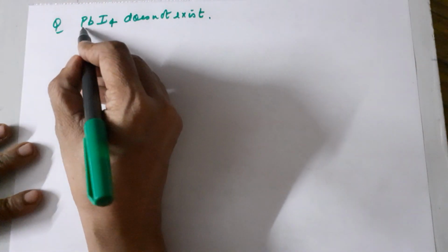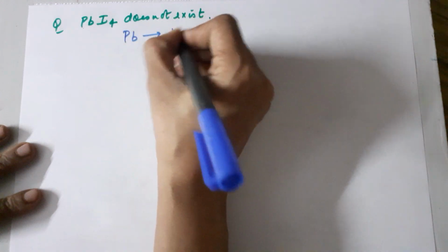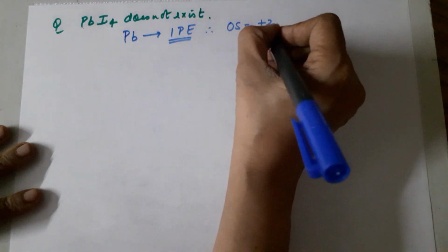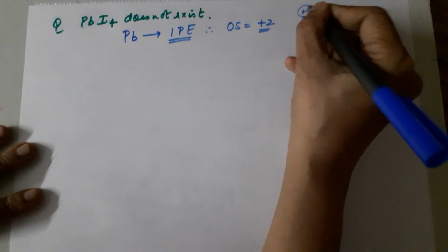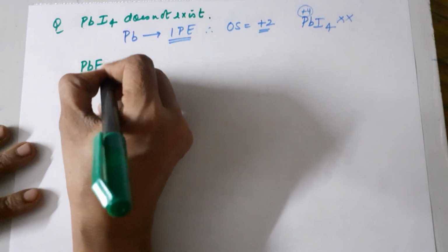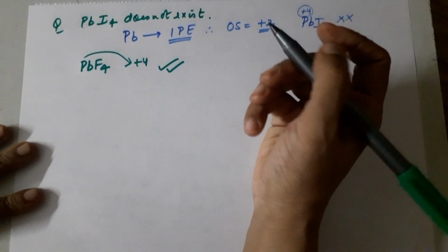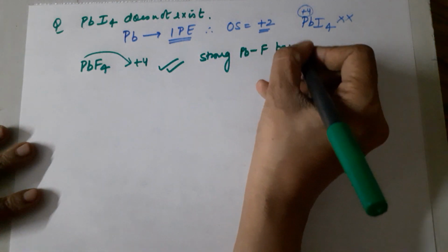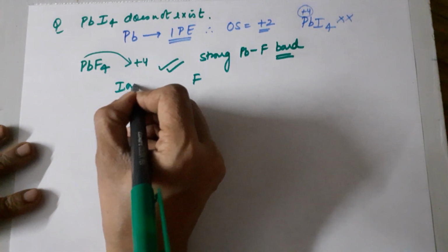The next question is, lead tetraiodide does not exist, and the answer is Pb is the last member, shows inert pair effect. Therefore, the common oxidation state is going to be +2. Therefore, in this compound of PbI4, you can see it has a +4 oxidation state. That is why it does not exist. But to speak of PbF4, despite the fact that lead here has +4, this compound exists. The reason is the strong PbF bond leads to this formation.